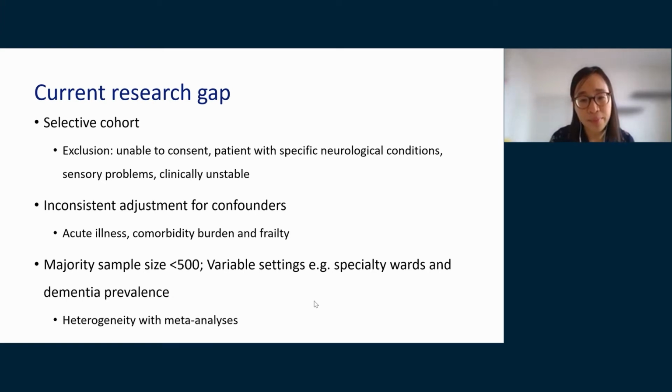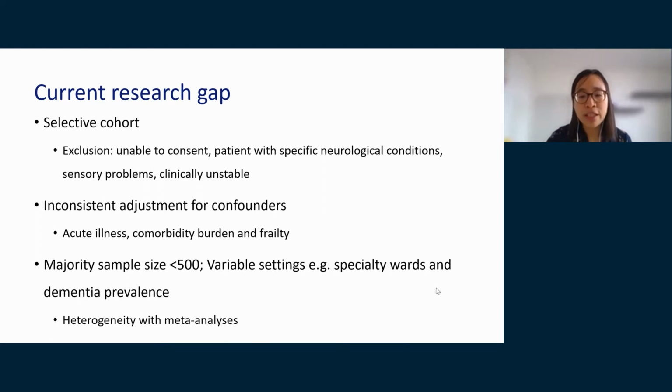These groups that have been excluded are likely to have higher rate of delirium and have poorer outcomes. Secondly, there is also inconsistent adjustment for confounders, with significant adjustment not accounted for. So most studies do not adjust for all three of acute illness, comorbidity burden, and frailty, and most only adjust for either acute illness or comorbidity burden.